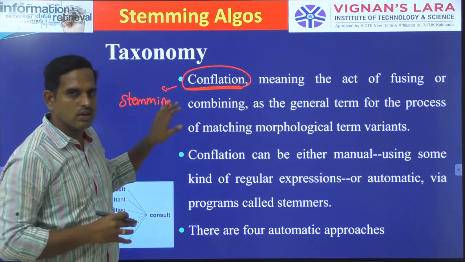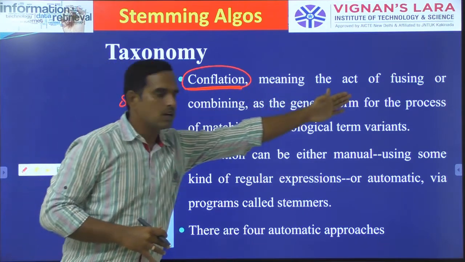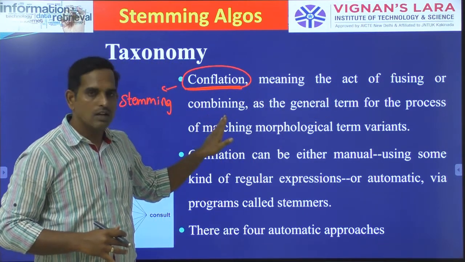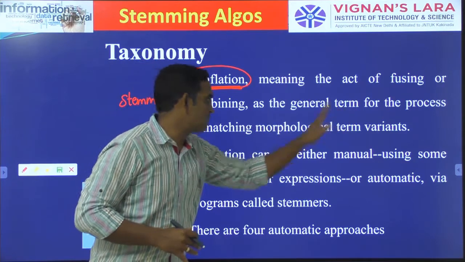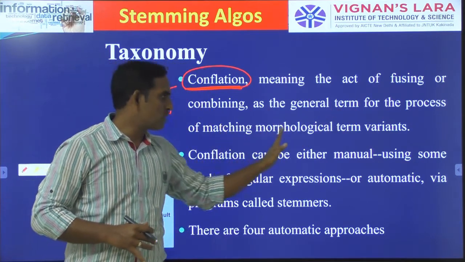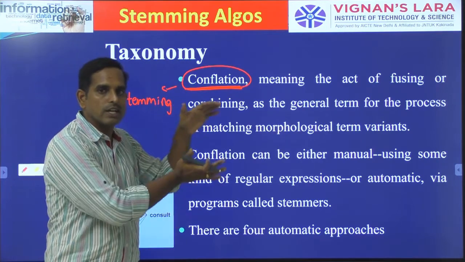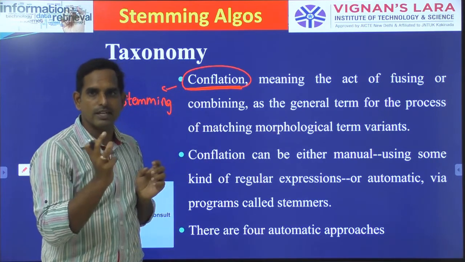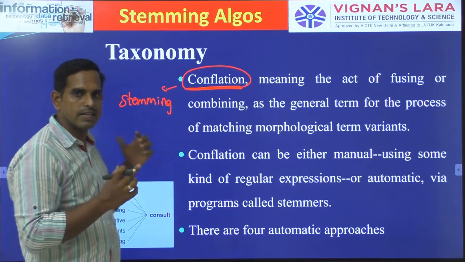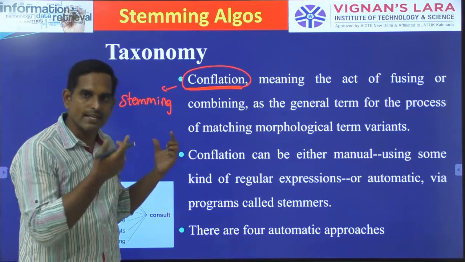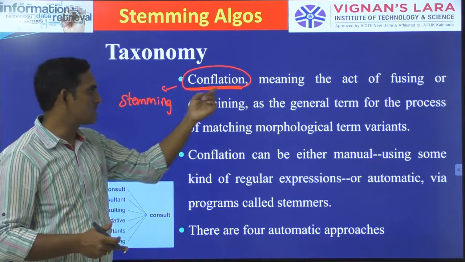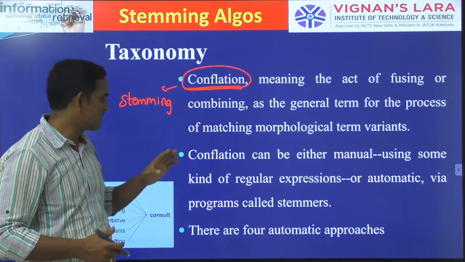Stemming is otherwise called conflation, which is the act of fusing or combining, as a general term for the process of matching morphological term variants. Whenever you have related terms, we can combine them and form one single term. We will call that term the stem. That is why we call it stemming here. The other word for stemming is conflation.